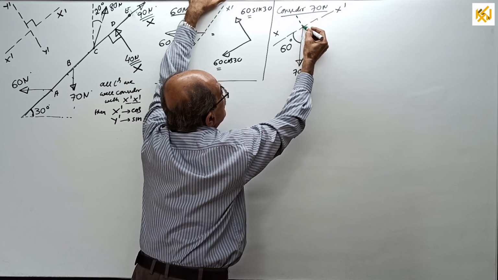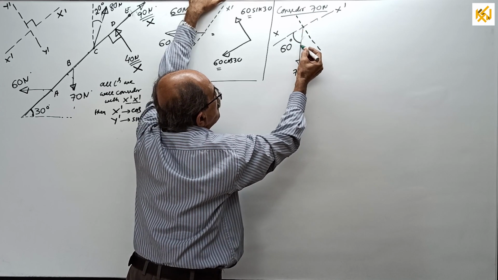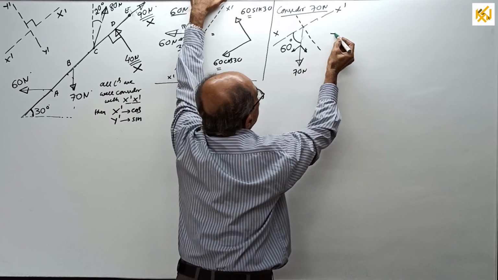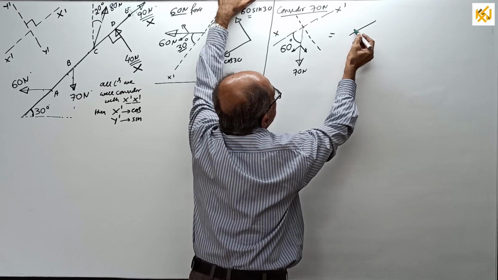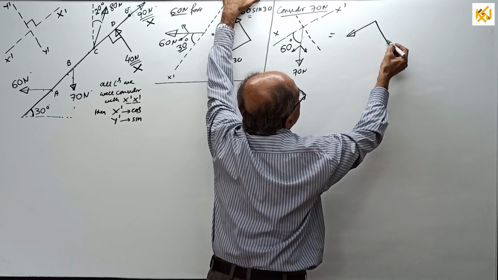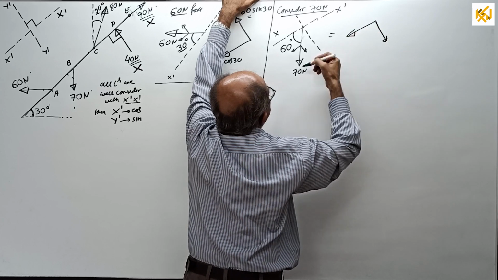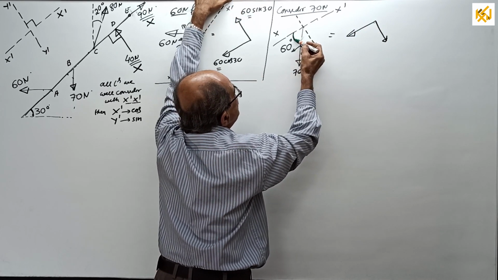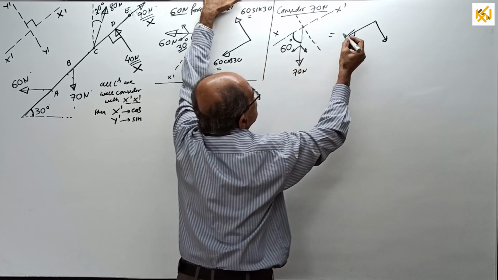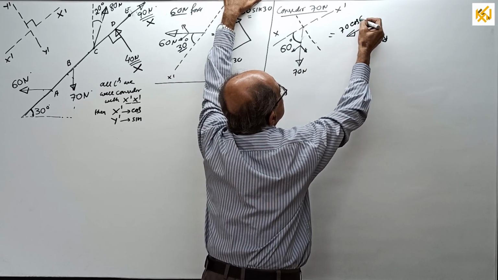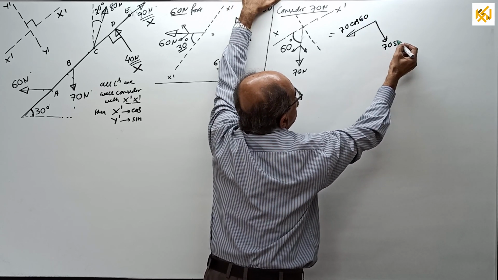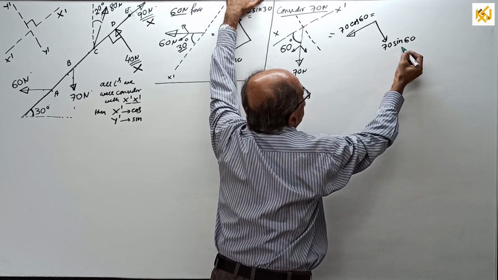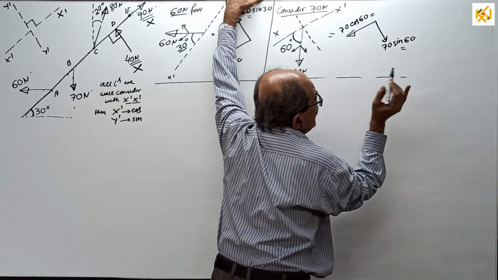See, when you resolve here, one component will be like this, other will be like this. Therefore, this will be equal to one component like this, other component like this. We are considering 70 Newton making angle 60 degrees with the x dash. So this is 70 into cos 60. This is 70 into sin 60. Over. Write the answer, whatever you get. There is no point in wasting time on calculating answer.